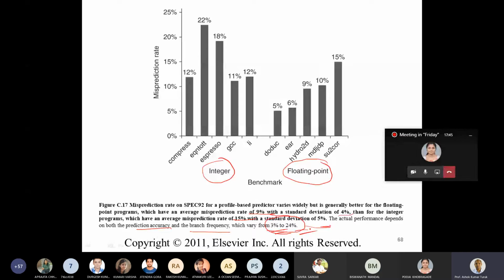So the integer program has a higher miss prediction rate and a higher branch frequency. This is one of the limitations of using static predictions: the branch miss predictions for the integer program are more. Now let's look at the dynamic branch prediction technique and how it can improve upon static prediction.